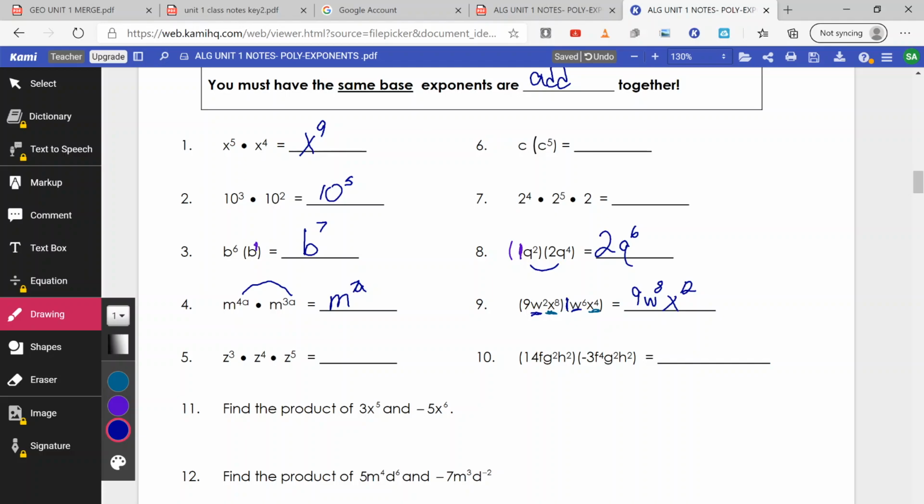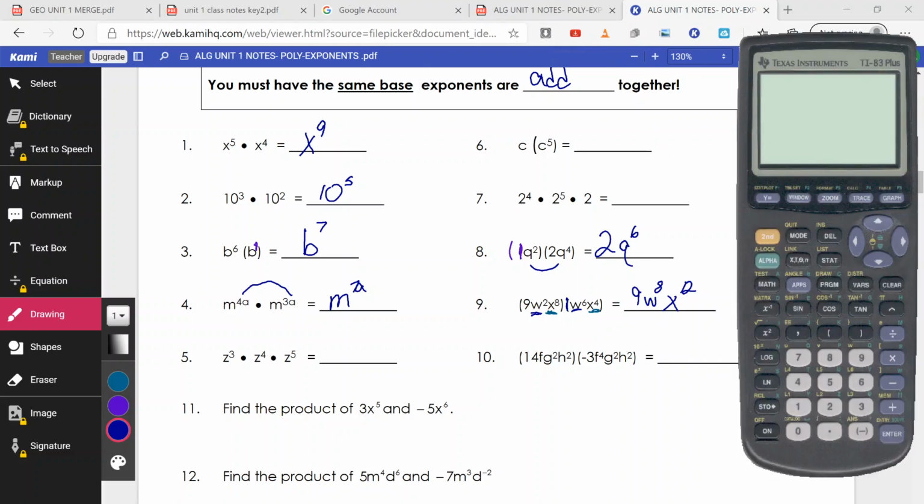Number 10 is even more involved because now we have 3 variables on top of our coefficients. So again, we can only multiply the stuff that is alike, number times number, and then same letter times same letter. So here we have 14 times negative 3. We can get out our calculator to check it out. So 14 times negative 3 gives me negative 42.